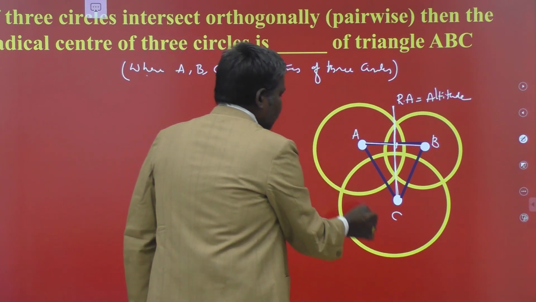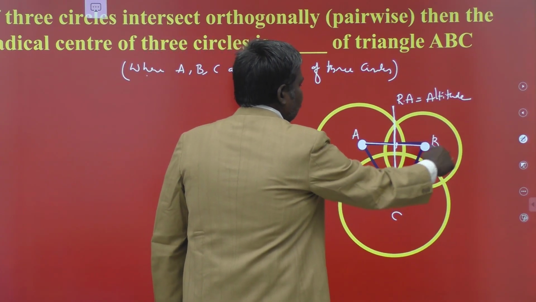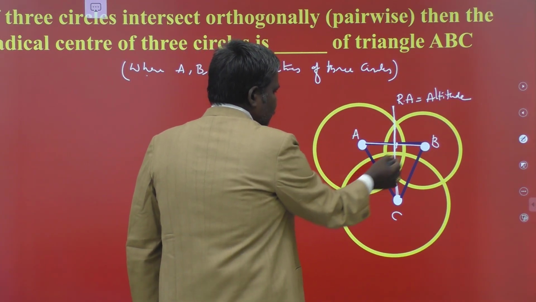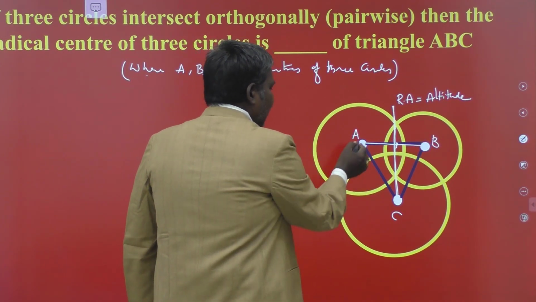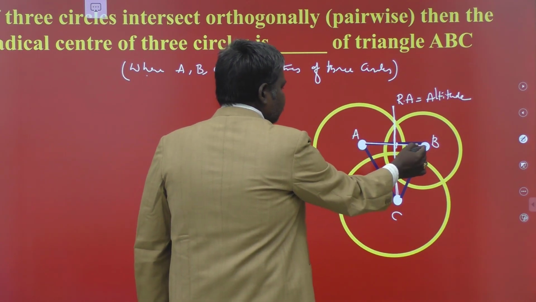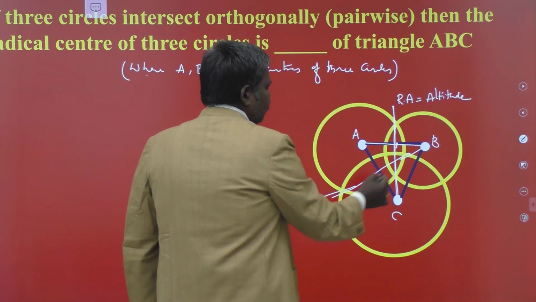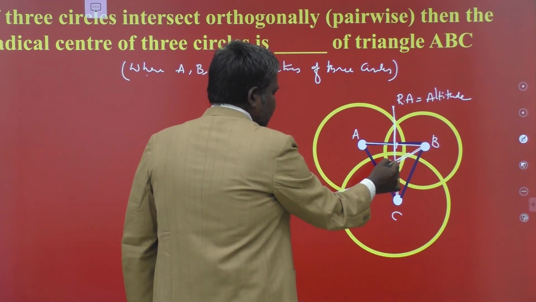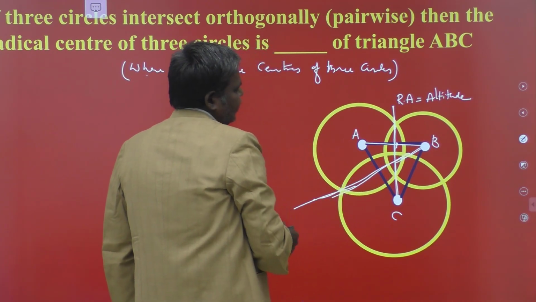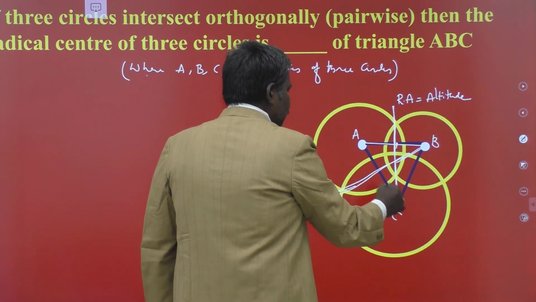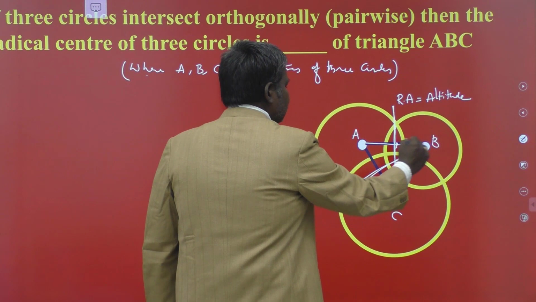Similarly, these two circles are intersected orthogonally by this circle. That means the radical axis of these two circles passes through center B and is perpendicular to AC. The common chord of the two circles becomes what? Radical axis. This is the second radical axis. Also this is another altitude. So this is one altitude. This is another altitude for the same triangle.